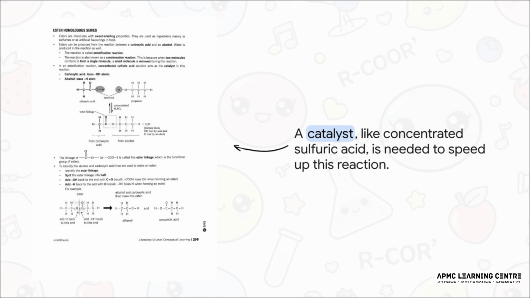Now, something really important to remember. This reaction is kind of slow on its own, so we need a catalyst to speed things up, usually concentrated sulfuric acid. And a quick safety note, like the caption says, concentrated sulfuric acid is serious stuff. You have to handle it with a lot of care.